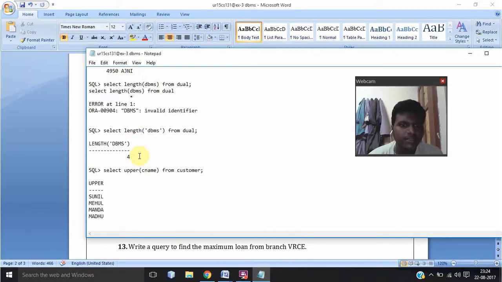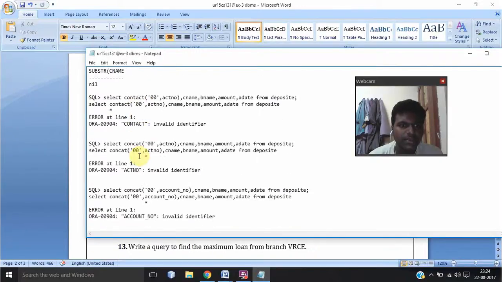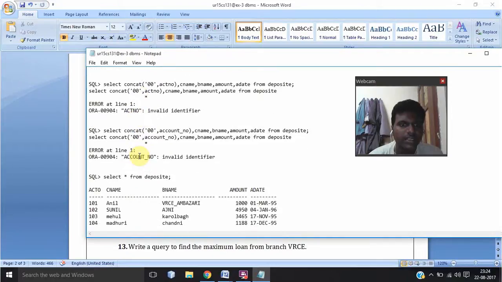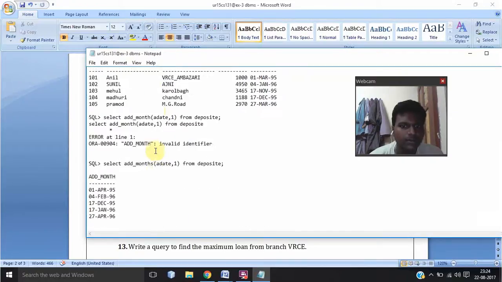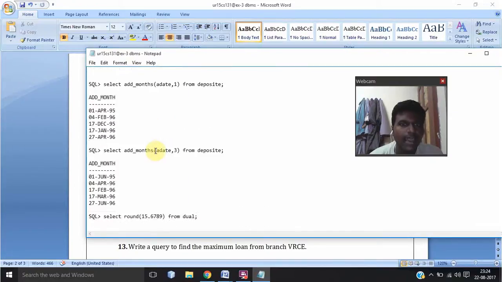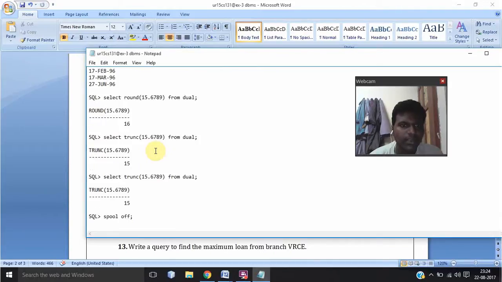Database: select upper CNAME from the customer. Upper, select the substring and the superstring are the two substring CNAME, and select the concatenation. Concatenation means mixing of the two strings. Select adding of the months to the table, and rounding and truncation from the table. Truncate value is the approximate value of the particular table.